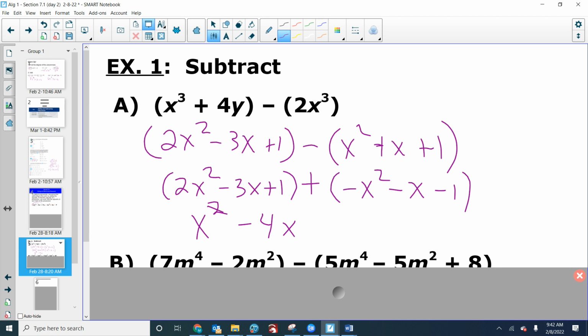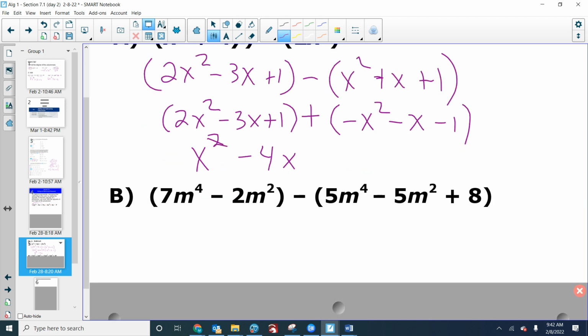What's my leading coefficient? 1. Right? It's a 1 there. What degree is that? Second degree. All right. There's hope for you guys. Hope.